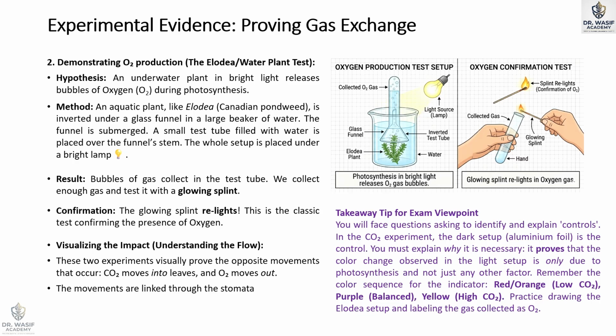Also, a quick memory check for your indicator colors. Yellow means high carbon dioxide, which means the plant is breathing in the dark, and purple means low carbon dioxide. It means the plant is eating the gas in the light. And if you can draw this setup and label the gas correctly, you have mastered the core of experimental gas exchange. We have discussed the net gas exchange in detail.